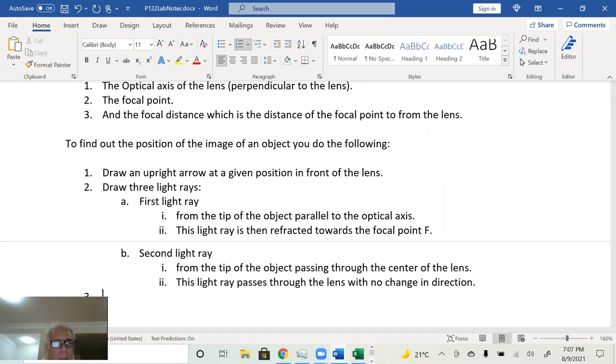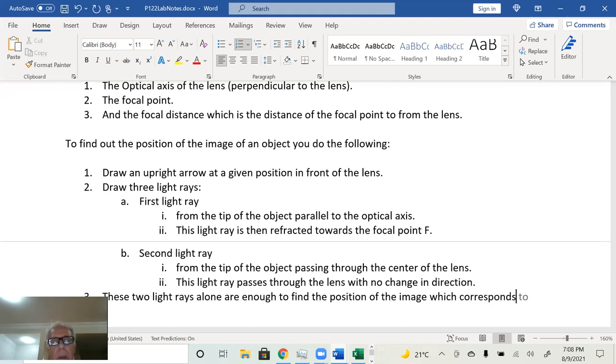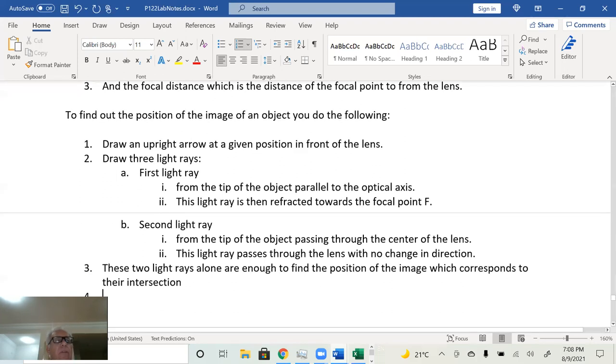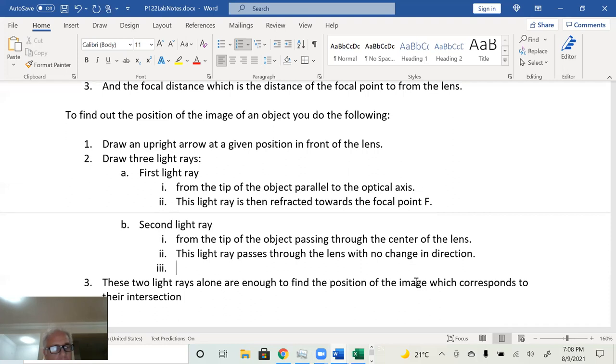Those two light rays alone are enough to find the position of the image, which corresponds to their intersection. However, if you need a third light ray, what do you do? You can use a third light ray as well.